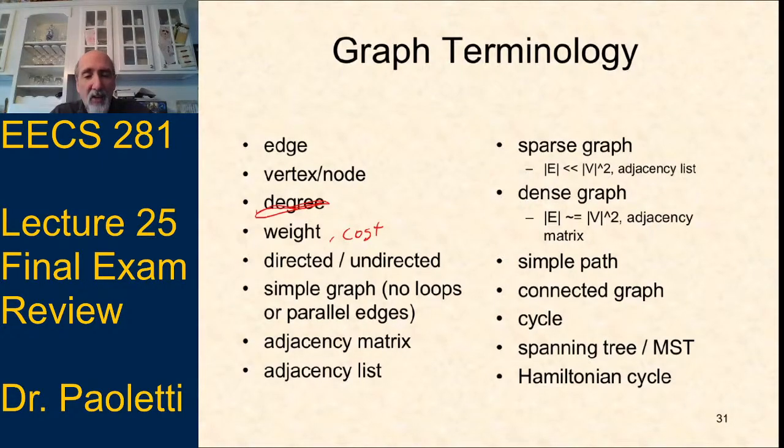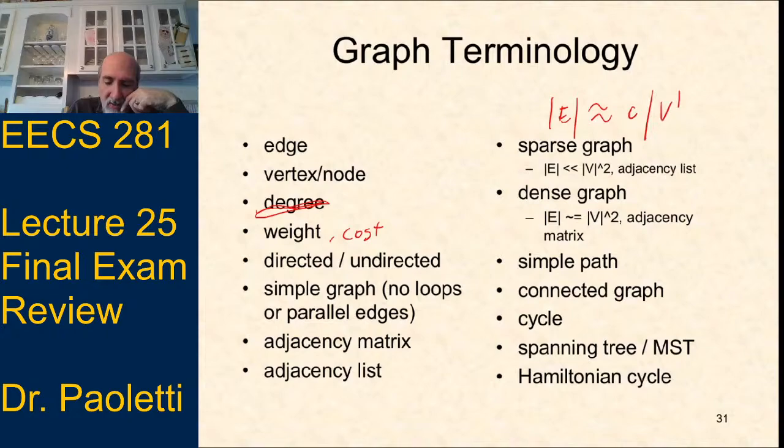The adjacency matrix and adjacency list, you can review those. And then sparse: we said there are basically two definitions of sparse. We said E is much less than V squared. We could also say that E is approximately a constant times the size of V.